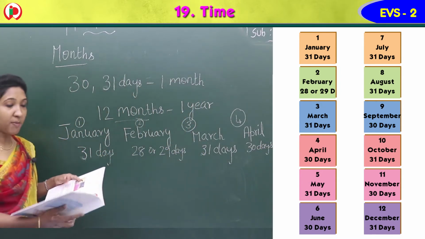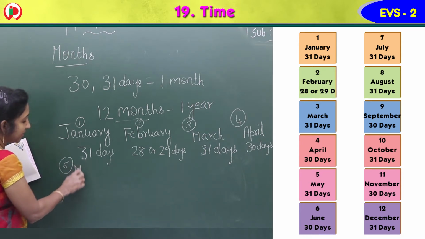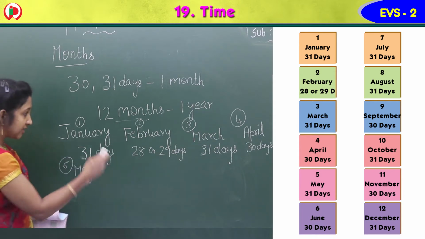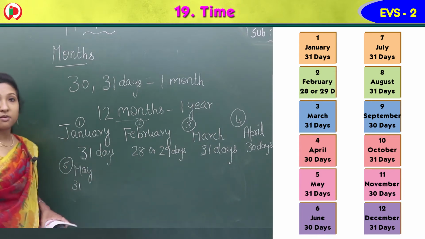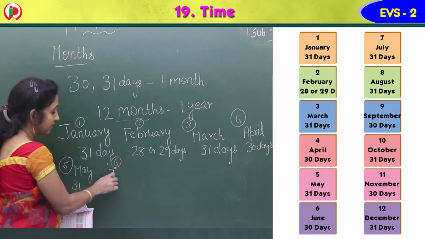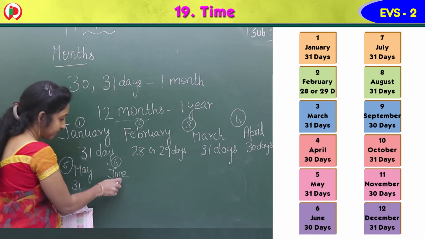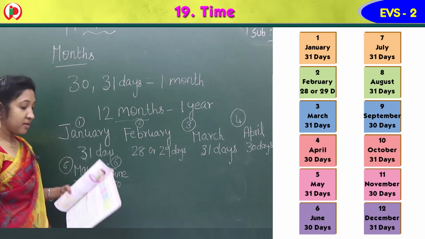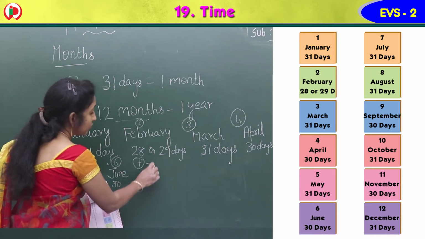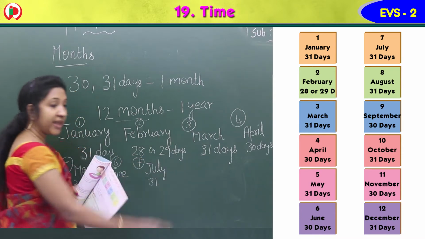Okay, then the fifth month is May. Fifth month is May. M-A-Y, May. In May we have 31 days. Then we have the sixth month, it is June. June has 30 days. Then we have July. The seventh month of the year is July. July we have again 31 days.